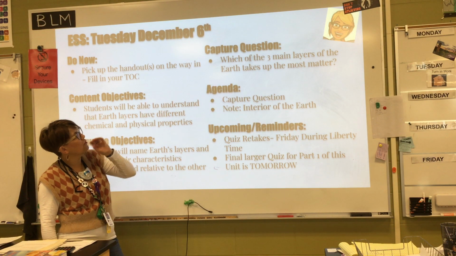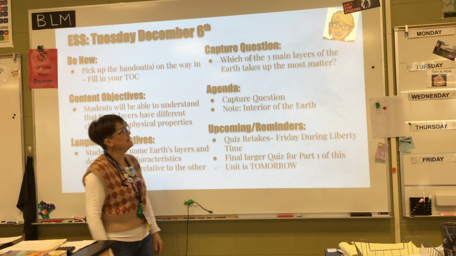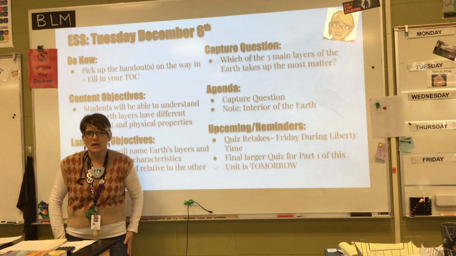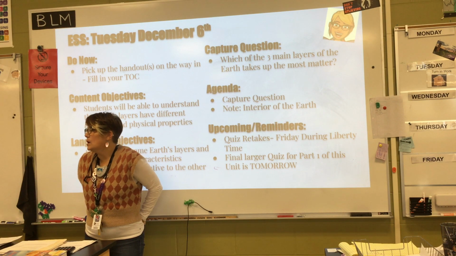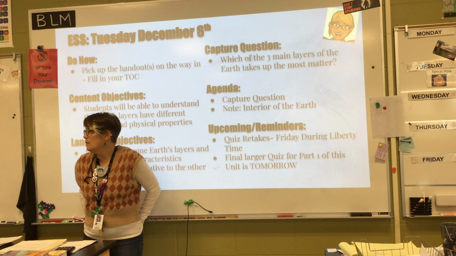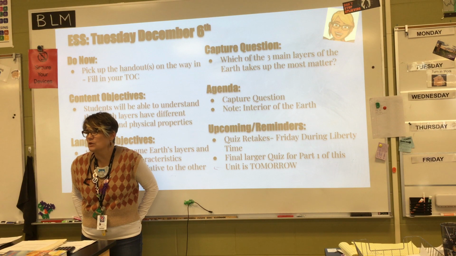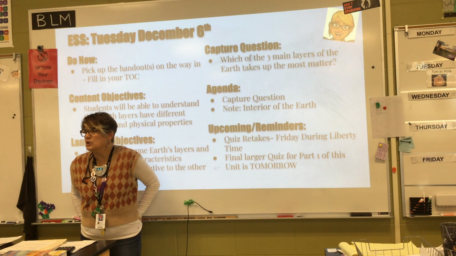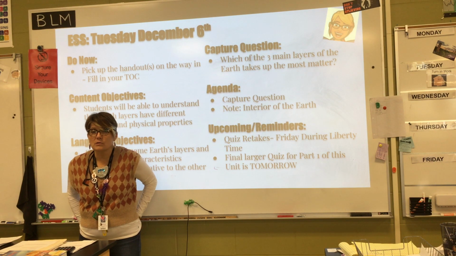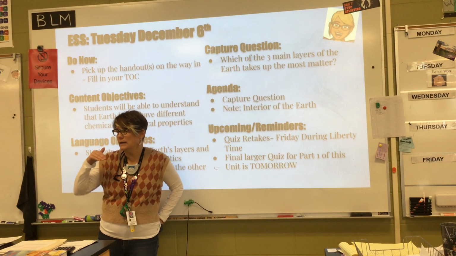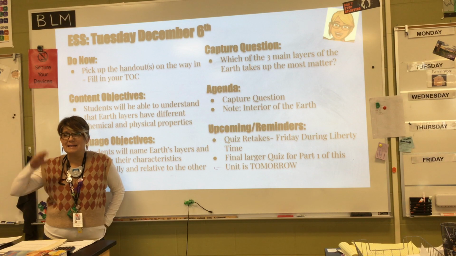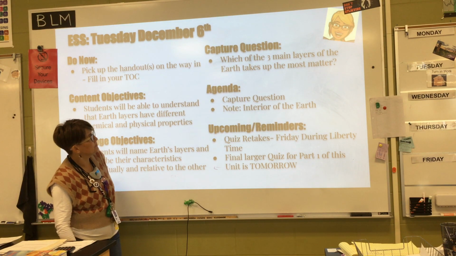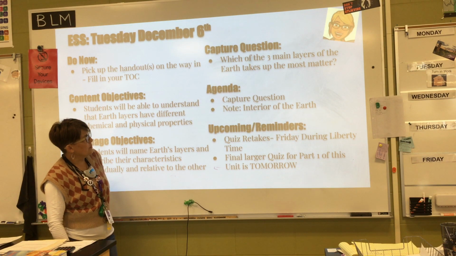It says, which of the three main layers of the Earth takes up the most matter? We learned this from yesterday when we were working through our model of the Earth. That was a slice of the Earth that we looked at. We measured, we made a scaled model so that the proportions are correct. And then we went ahead and we calculated the percentage of how much space each takes up. So that's what I want you to be thinking about.